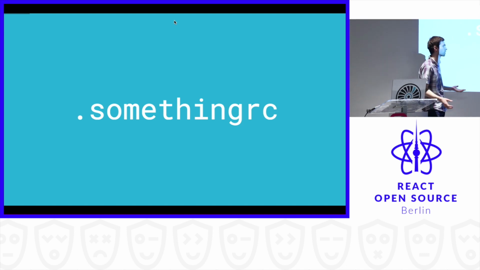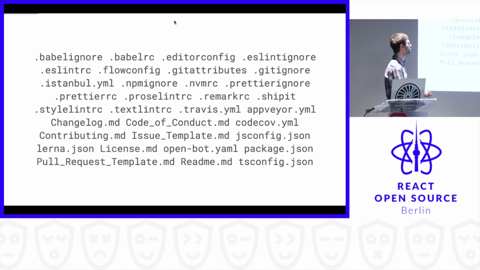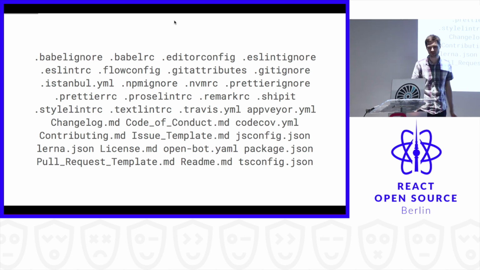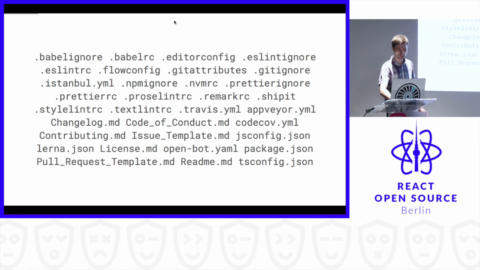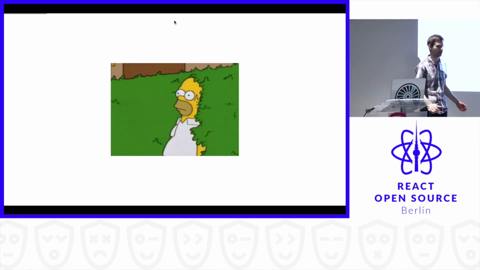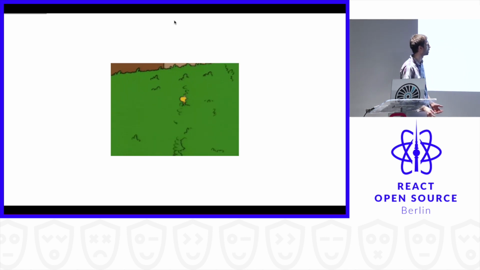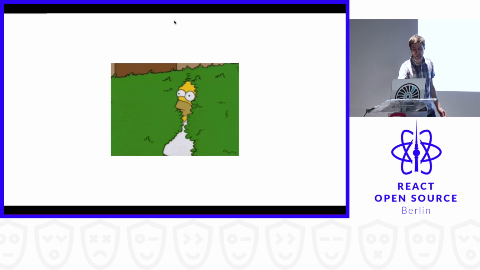ESLint RC, Pretty RC, whatever else RC. There are many of these files. I've compiled this list in just 5 minutes browsing several popular projects. These are all real names. Yes, mostly tooling configuration. At this time, you may ask, isn't this too much? And I would say yes, but it's not the end yet.